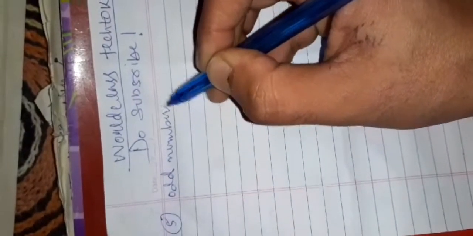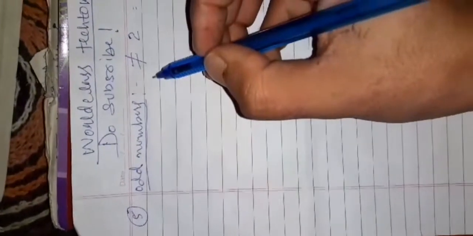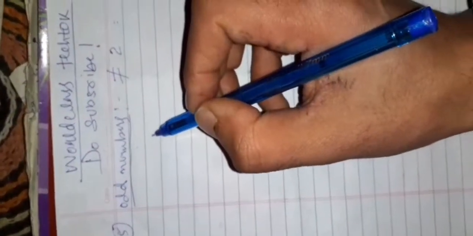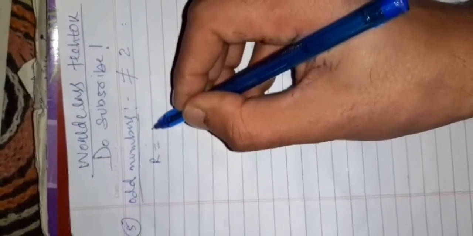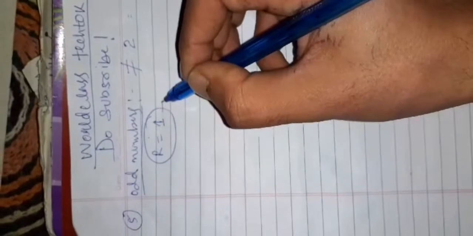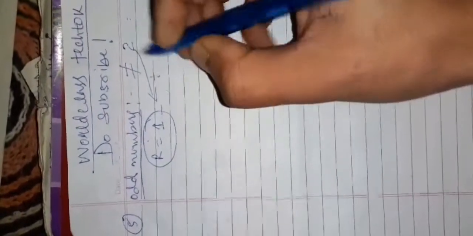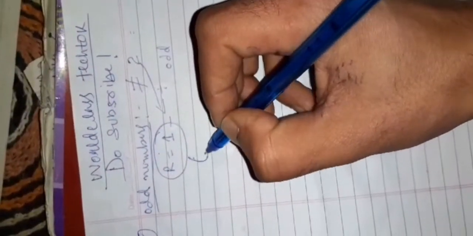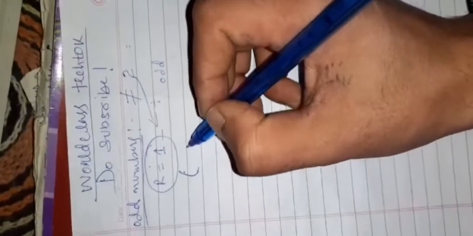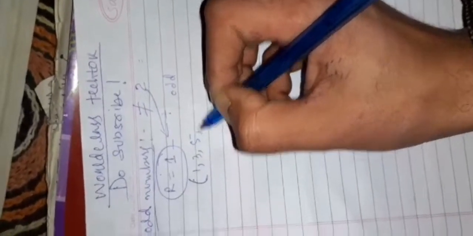Odd numbers. This is just opposite to what we learned before, that is even numbers. Any number that is not divisible by 2 is an odd number. Whenever we divide this number by 2, we get remainder 1. Whenever we get remainder 1 on dividing by 2, we can say that it is an odd number. You can simply look at the digit at its unit place, whether it is 1, 3, 5, 7 or 9. That's an odd number.